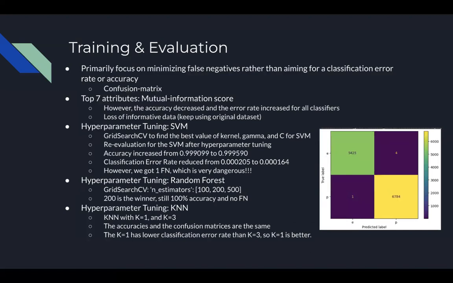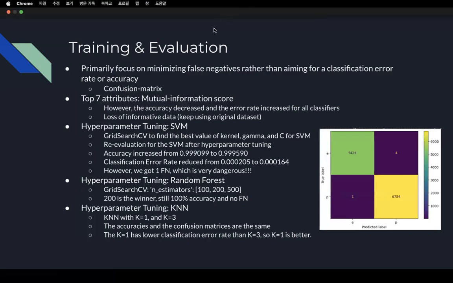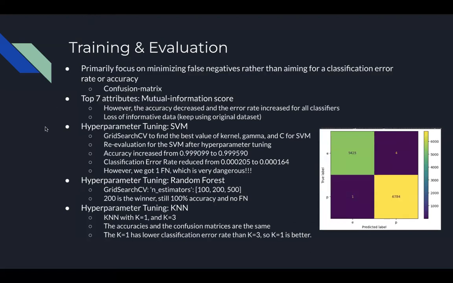Our focus is on minimizing false negatives rather than aiming for a low classification error rate or high accuracy. We used confusion matrices and realized they all produce 0 false negatives. Therefore, we picked our model based on accuracy and error rate again. Then we reduced the number of attributes by using mutual information score and selected the top 7 attributes with the highest score. However, the accuracy decreased and the error rate increased for all classifiers. So we can see that we lost some informative data.